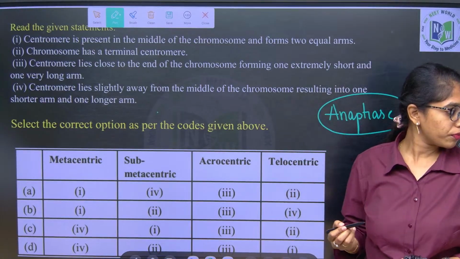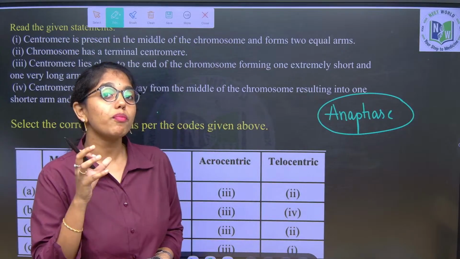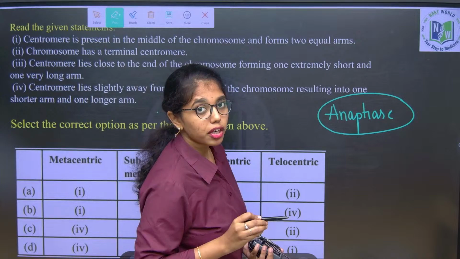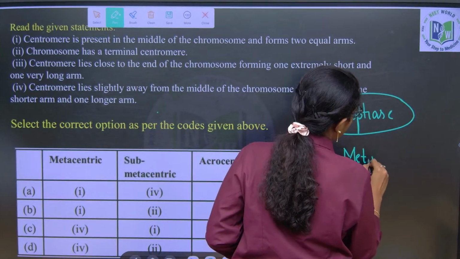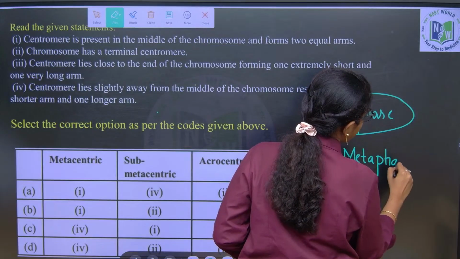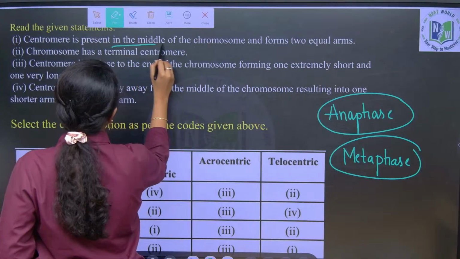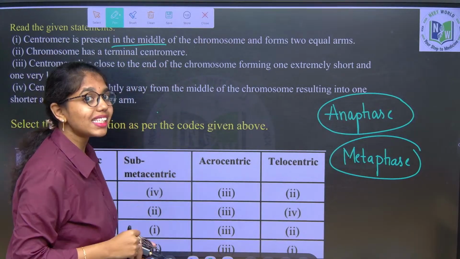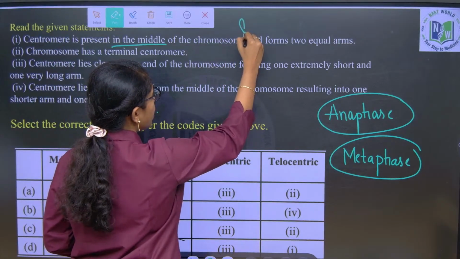One more question for you. In which phase can you see the clear morphology or structure of the chromosome? The clear morphology or structure of the chromosome is clearly seen in the metaphase. Fine. Now, centromere is present in the middle of the chromosome forming two equal arms. Then what is that shape of the chromosome? Metacentric. It forms a V-shaped chromosome.